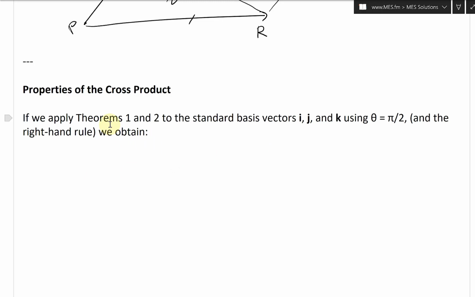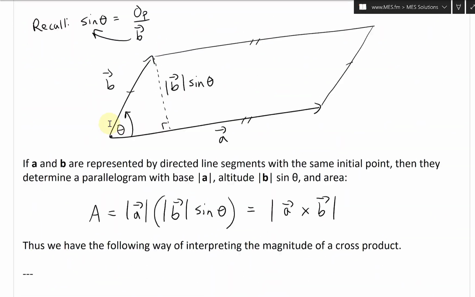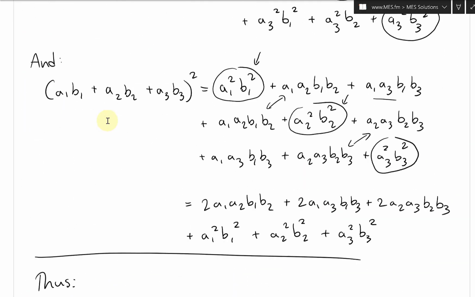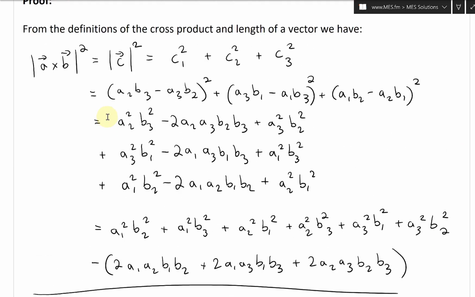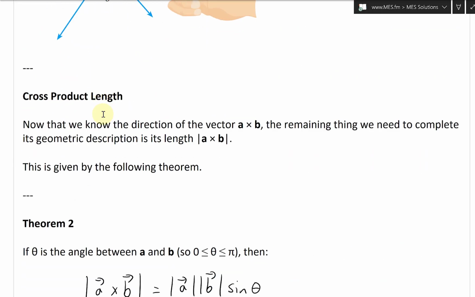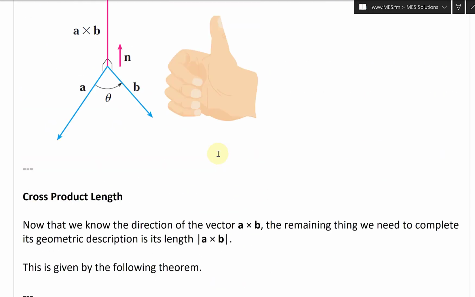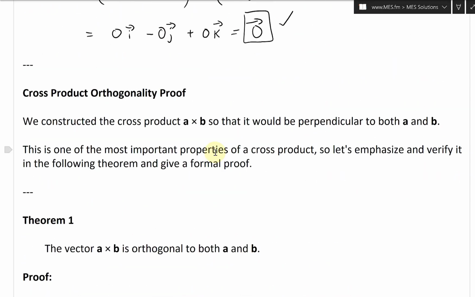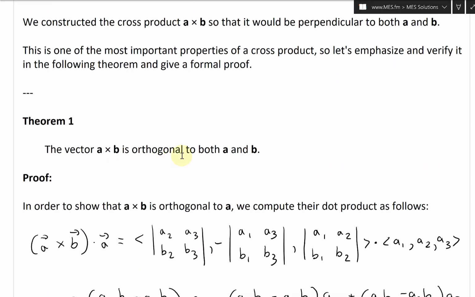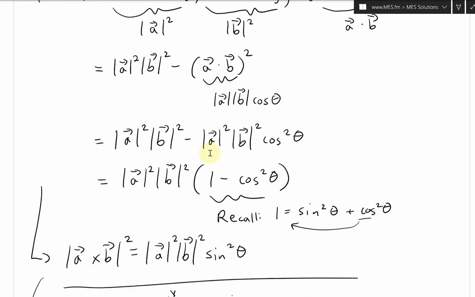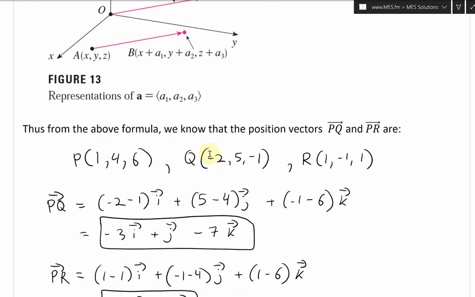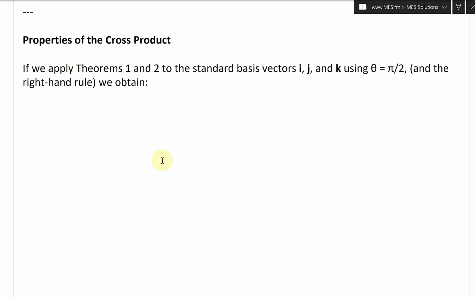And remember, theorems 1 and 2. Theorem 1 is just the orthogonality principle. Theorem 2 is the distance one, which is using that parallelogram AB sine theta. And then theorem 1 is that the vector A cross B is orthogonal to A and B, or perpendicular to it. So let's use those two theorems and then find some properties of the i, j, k basis vectors.